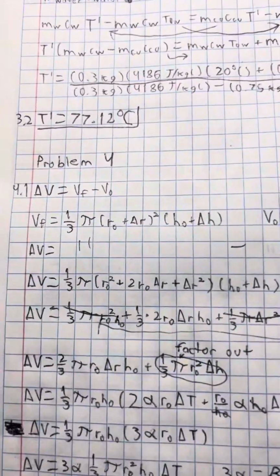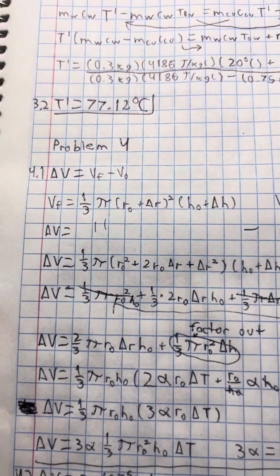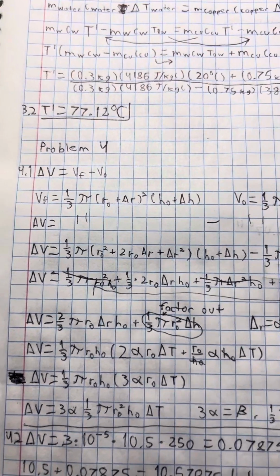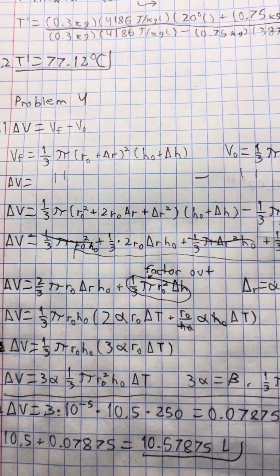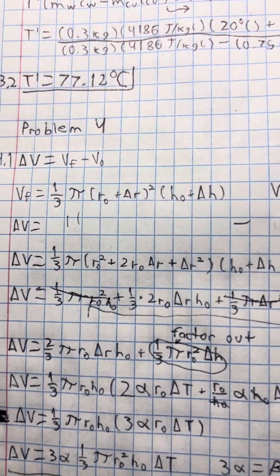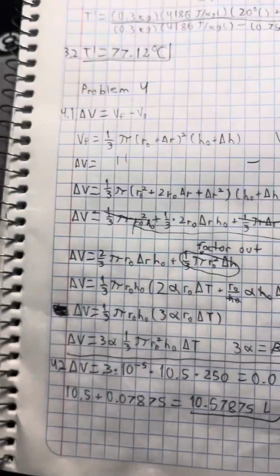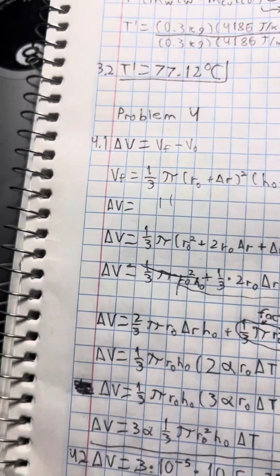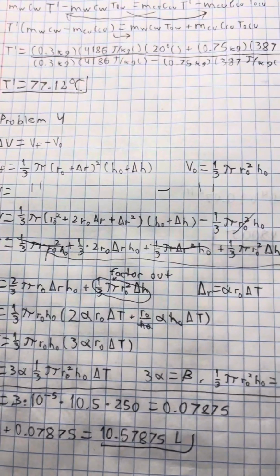So basically, first you put the difference in volume formula for the right circular cone. That is basically the final volume formula minus the initial volume formula, and that is equal to the difference in volume. And then this expanded, it looks like this.